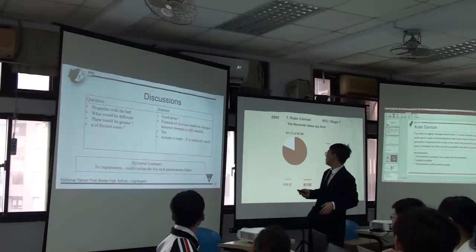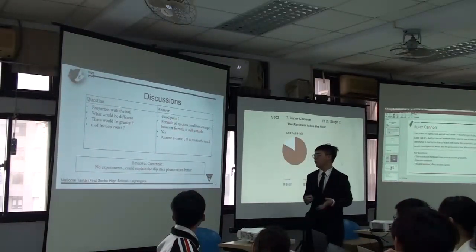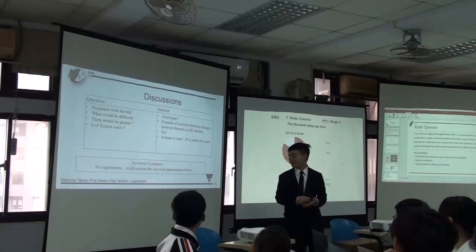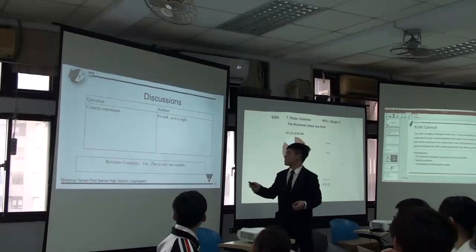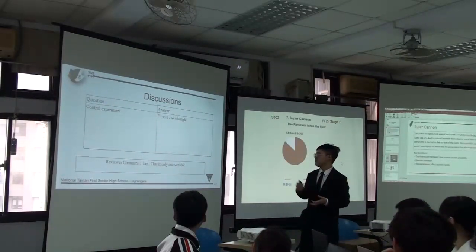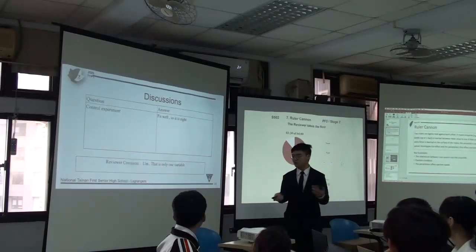Okay, so these are the other discussions, with the properties of the ball and what will be different if it's a different ball. However, I think the reporter should have done more experiments on this and could explain the stick-slip phenomenon better. And I asked how to control the experiment, and I think that the fit is good, so it is right. However, I think this is only one variable, and it cannot explain the whole process.